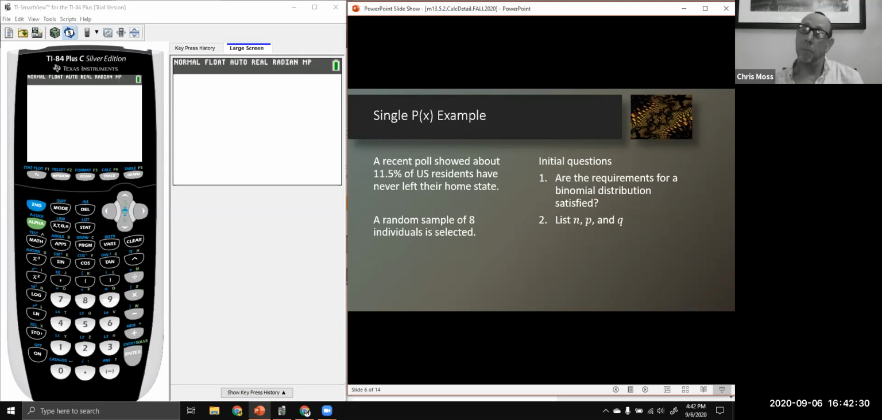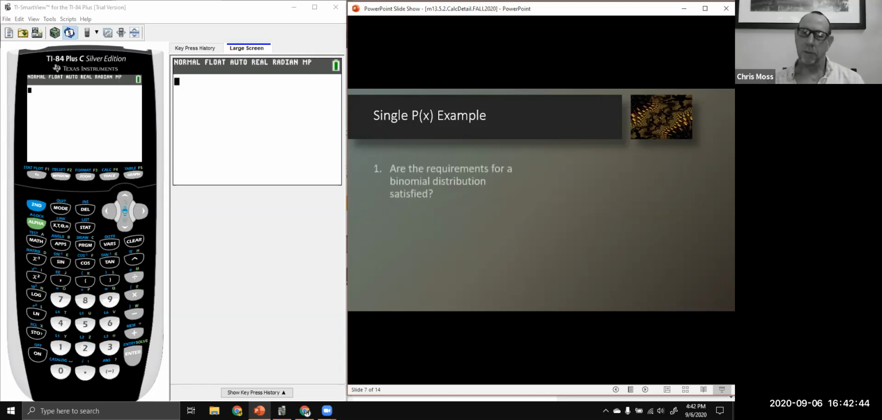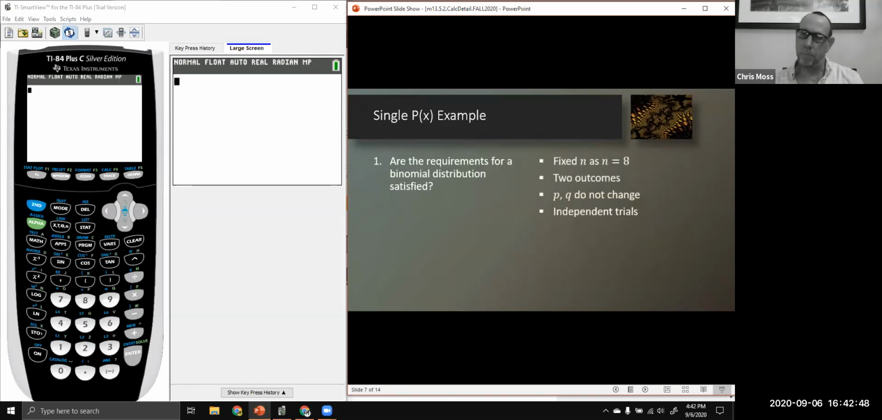I'll remind people that because we have 2 outcomes and only 2 outcomes, if you know P, you also know Q. Q is going to be equal to 1 minus P. And we'll see that in a few moments here. So, are the requirements for a binomial distribution satisfied? Well, there are a fixed number of trials, n equals 8, no more, no less. We decide that before we go out and sample. There are only 2 outcomes in play. Either the respondent has left the state, or they have not left the state.